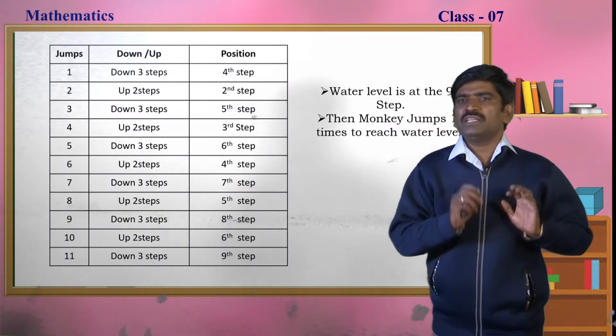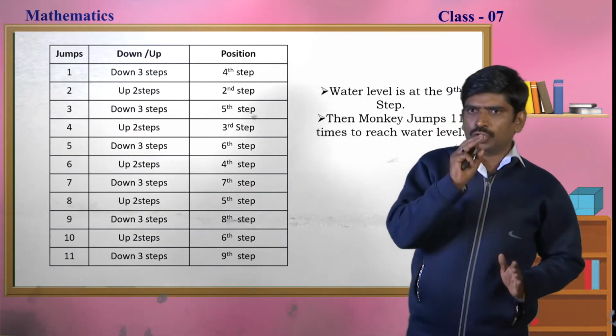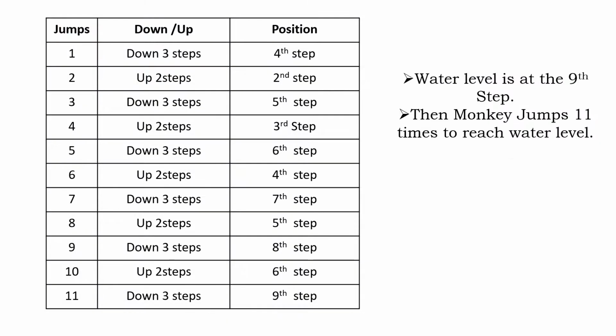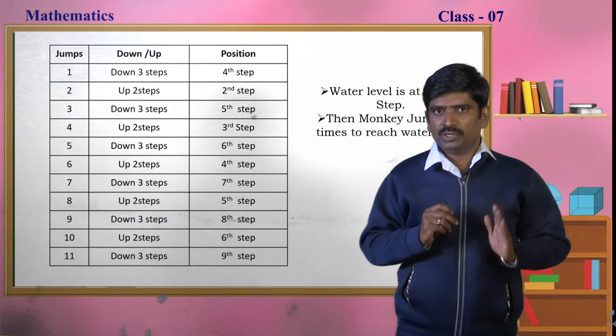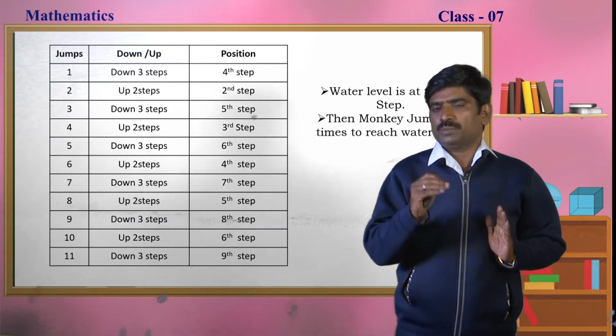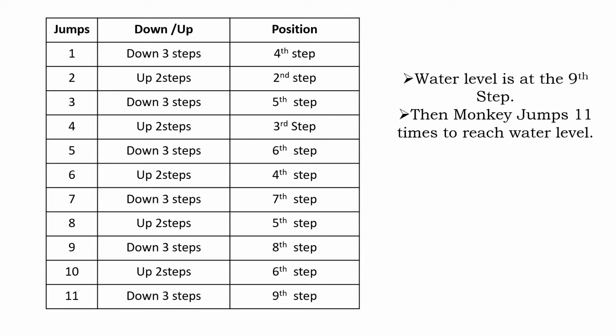See here, the table is given with jumps and down and up positions. First jump, down 3 steps, that is the 4th step. Second, up 2 steps, the second step. Third, down 3 steps, the 5th step. Fourth, up 2 steps, the 3rd step. Fifth, down 3 steps, the 6th step. Sixth jump, 2 steps up, the 4th step. Next, the 7th jump, down 3 steps, the 7th step.